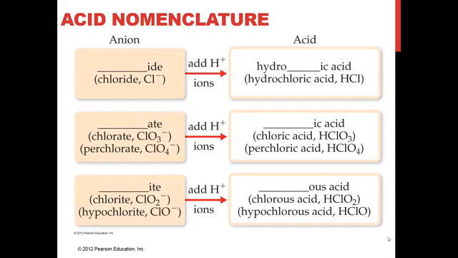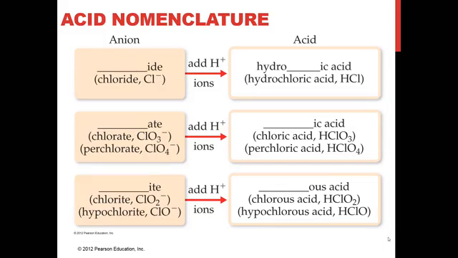In a similar fashion, if the anion present in our acid is ClO4 1-, such as the acid HClO4, then ClO4 1- is perchlorate, which means the acid HClO4 is perchloric acid.